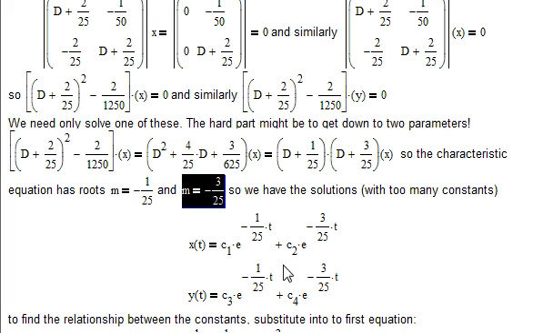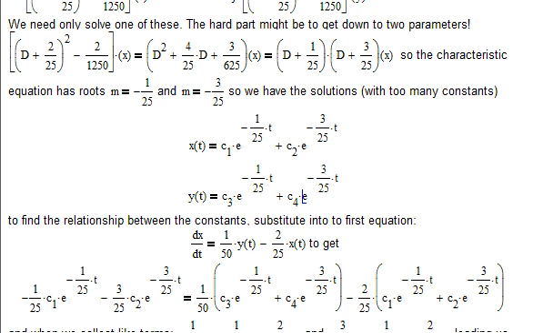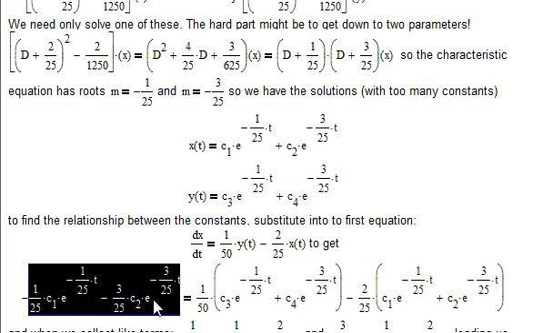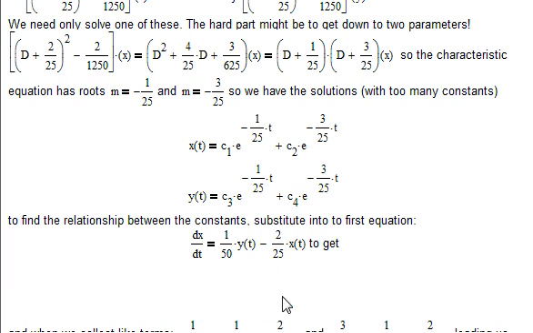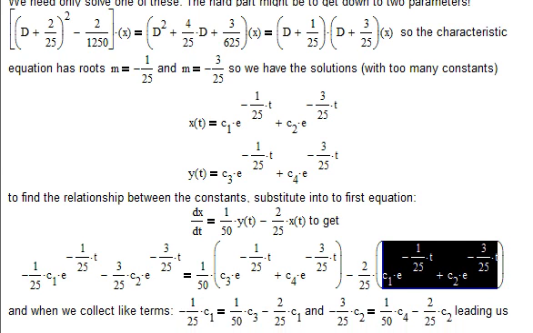So we've got a solution with too many constants, for x and y. x is C1 e^(-1/25 t) plus C2 e^(-3/25 t). y is the same, only with a C3 and a C4. Well, we've got to find a relationship. So let's substitute in the first equation. That's this one, so dx/dt, here's that. You know how to take those derivatives without a hitch. It equals 1/50th of the y, there's that, minus 2/25 of the x. So we substitute all that in there.